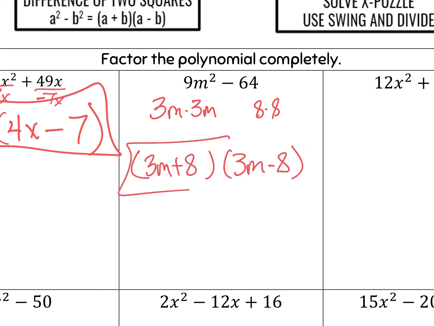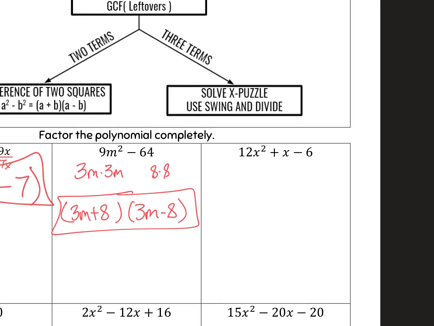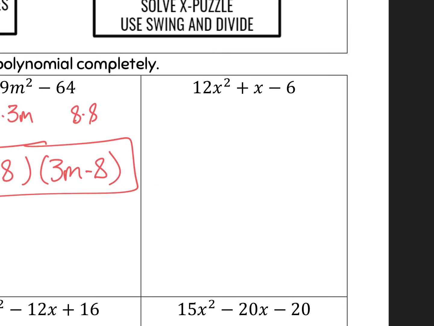Those would be my two factors. Let's check for GCF here: 12x squared plus 1x minus 6. Obviously, since there's just a 1, there's not going to be a GCF. This time we have three terms. So if you look at the top, whenever we have three terms, we want to solve using the X method. So let's go ahead and do that.